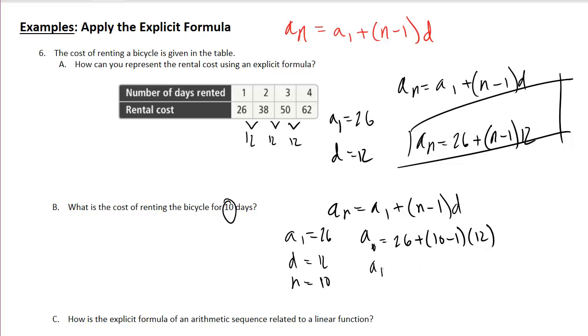Okay, so then we'll go ahead and evaluate this. So a sub 10 is equal to 26 plus, that's 9 times 12. So I have 26 plus 9 times 12. 9 times 10 is going to be 90 plus 9 times 2, which is 18. So that's going to be 108. And then I add 26 to that. So that's going to be 134. So a sub 10 is equal to 134.